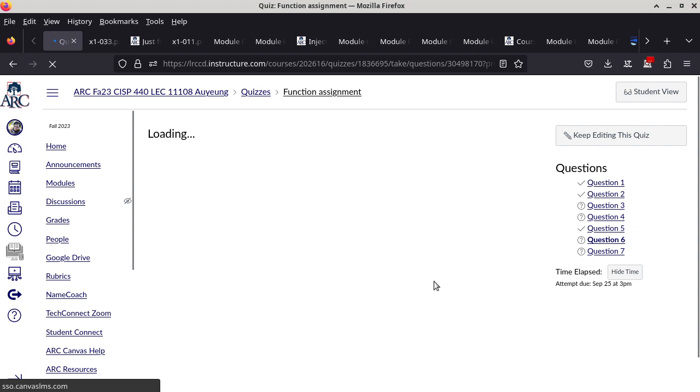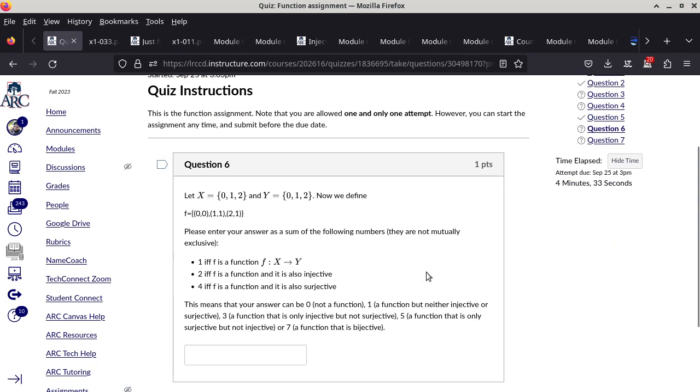And then this one is a function. It is also not an injection nor a surjection, because you can see how 1 and 2 both map to 1. And then the element 2 in the codomain is not mapped to. So once again, the answer is just 1 in this case.